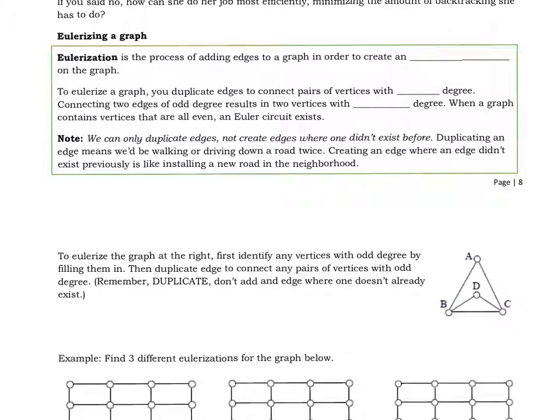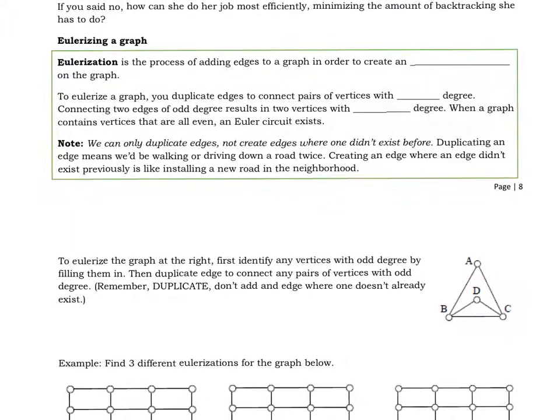That's where this process called Eulerizing a graph comes in. Okay, so Eulerization is the process of adding edges to a graph in order to create that Euler circuit that we want on the graph. Okay, so our goal is to create an Euler circuit on that particular graph by adding edges.